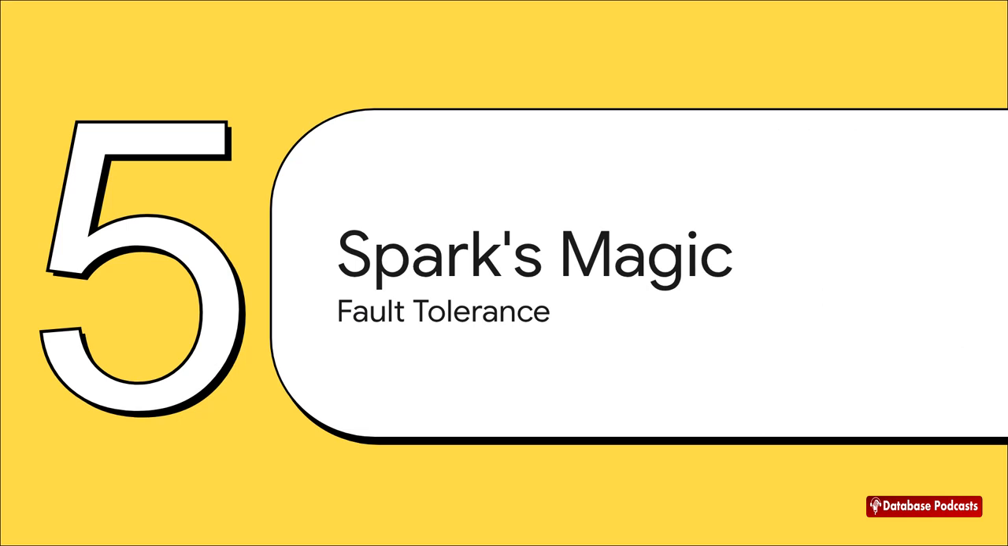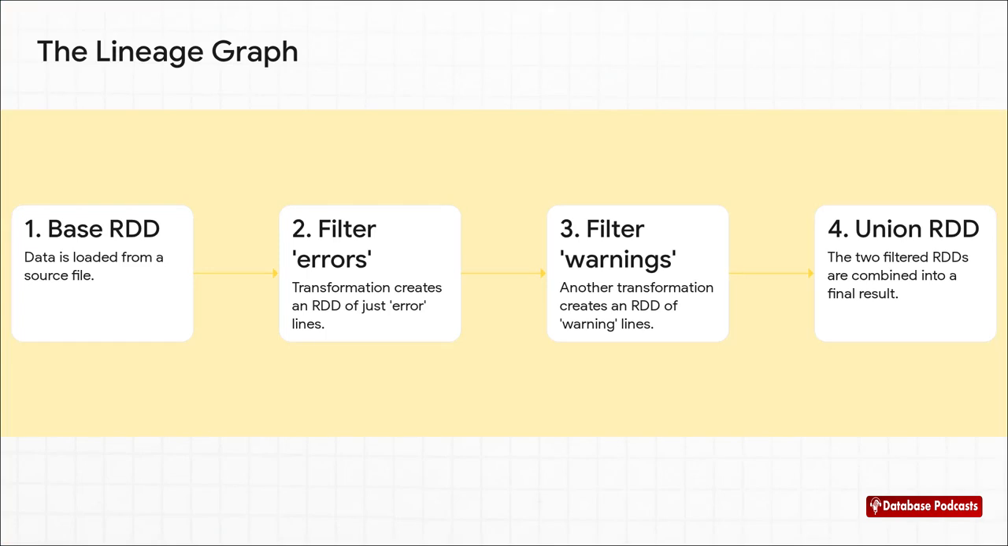All right, now for the really cool part, the resilient in RDD. We've been talking about building this recipe of transformations. But what happens if one of your 100 machines just dies right in the middle of a huge job? Does the whole thing just crash and burn? The answer is a big no, and this is why.